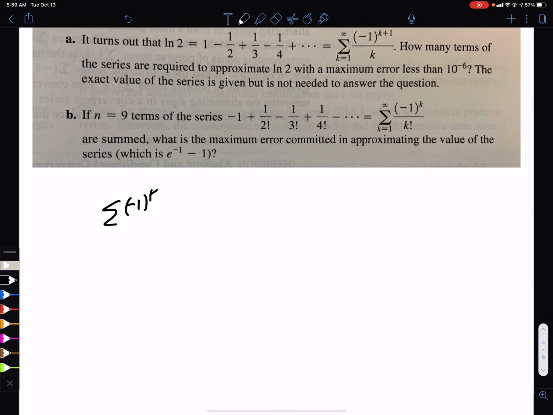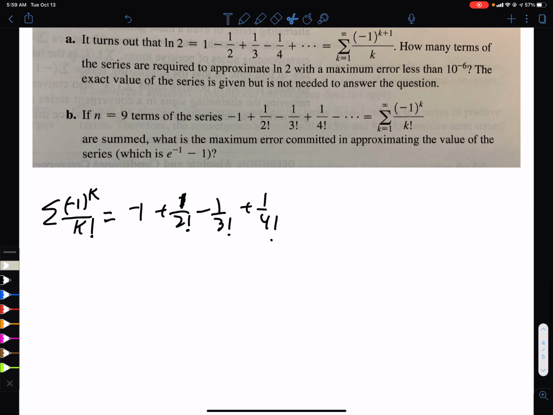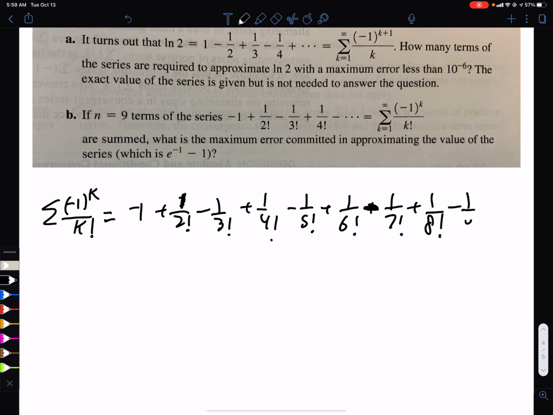We have negative 1 to the k over k factorial, which is negative 1 plus 1 over 2 factorial minus 1 over 3 factorial plus 1 over 4 factorial. I'm going to go ahead and write the first 9 terms for you and show you what's happening. So I'm going to go up to 9: minus 1 over 5 factorial plus 1 over 6 factorial minus 1 over 7 factorial plus 1 over 8 factorial minus 1 over 9 factorial plus 1 over 10 factorial minus dot dot dot. That's the series that's going on.